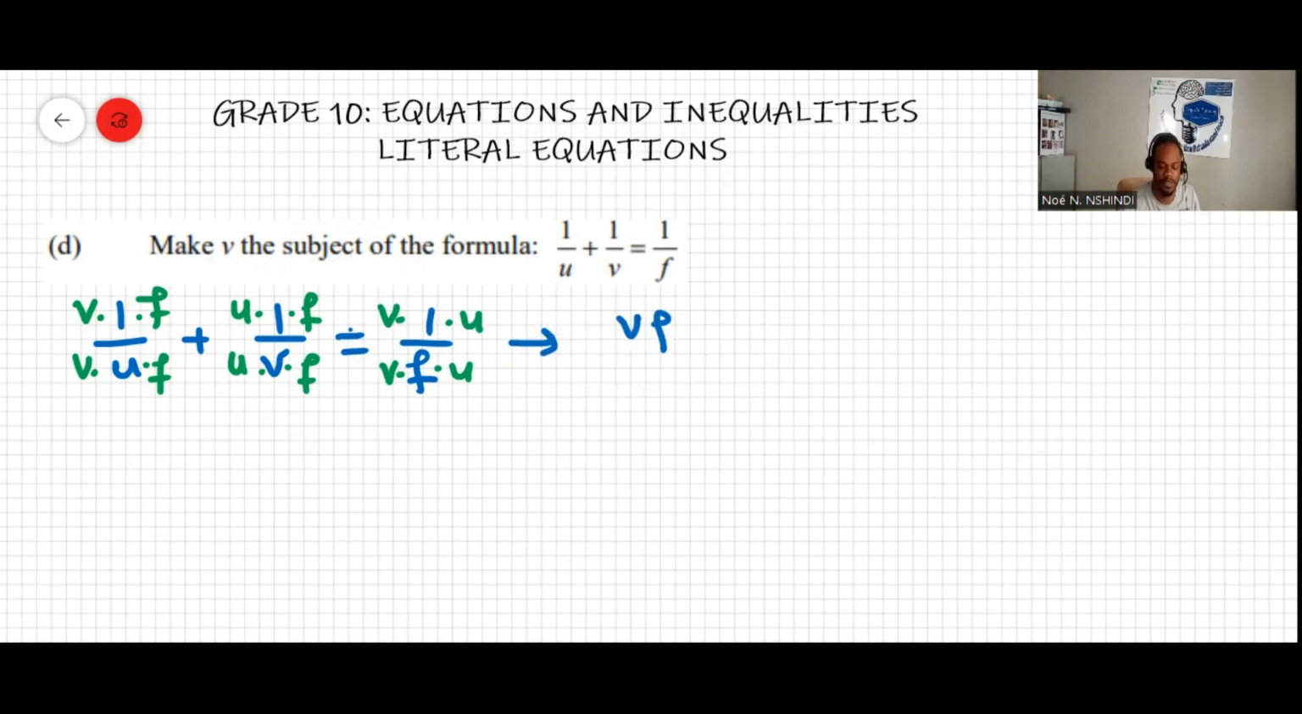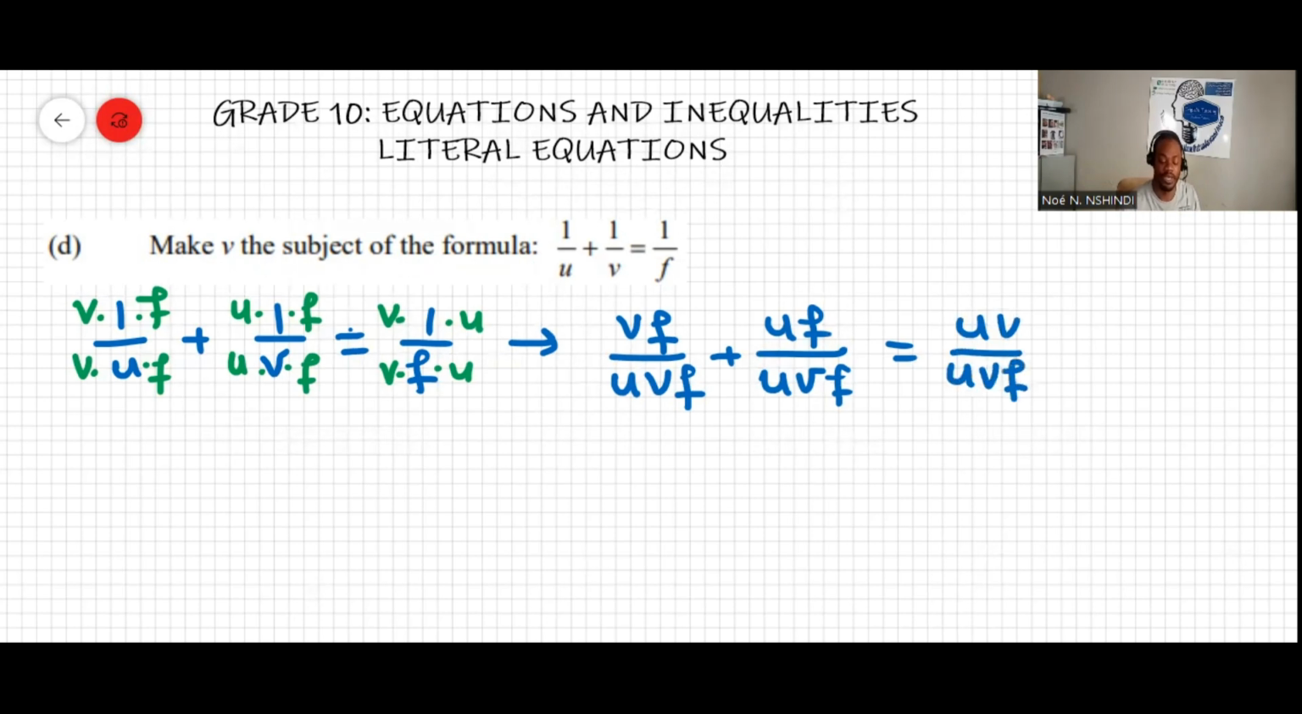It makes VF over UVF plus UF over UVF equal to UV over UVF. Now that the denominators are common in the equation, we can just drop the denominator and consider the numerator. So like VF plus UF equal to UV.